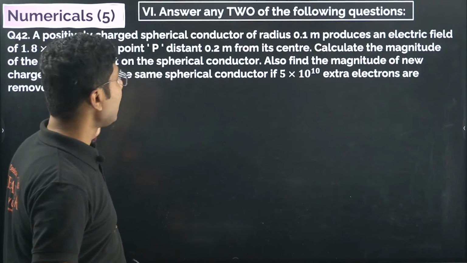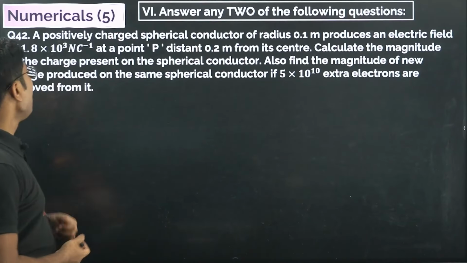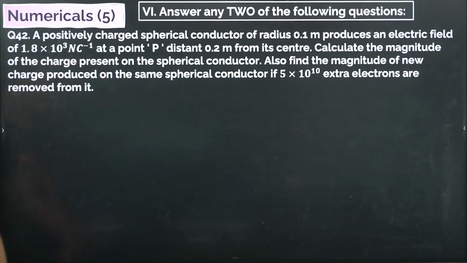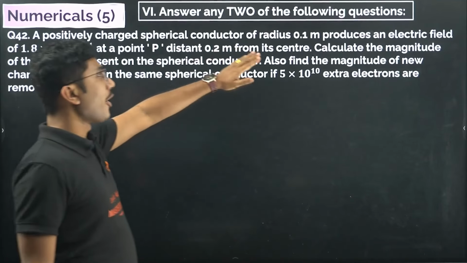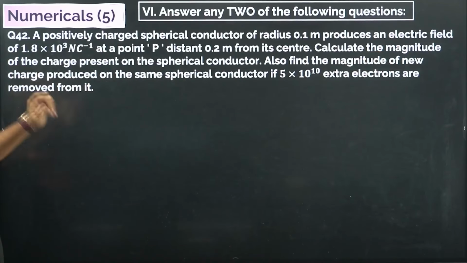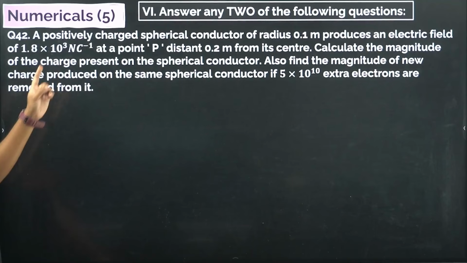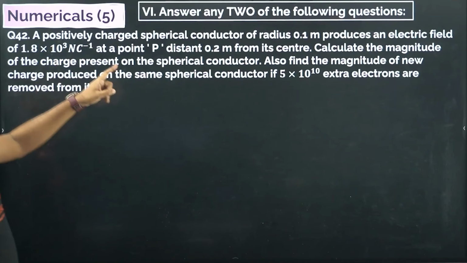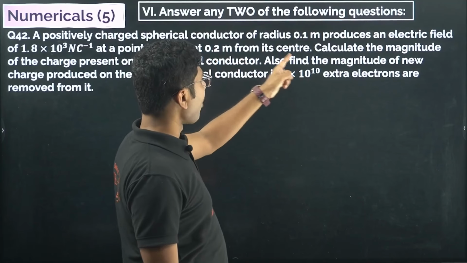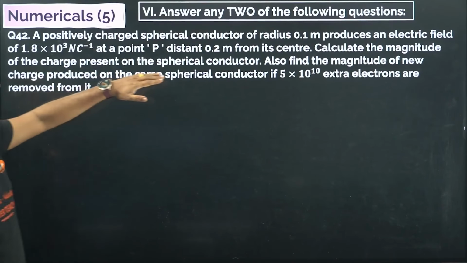Now let's move on to the numerical questions. Question number 42. This is a long question. A positively charged spherical conductor of radius 0.1 meter produces an electric field of 1.8 into 10 to the power 3 Newton per coulomb at a point P, distant 0.2 meter from its center. Calculate the magnitude of the charge present in the spherical conductor.